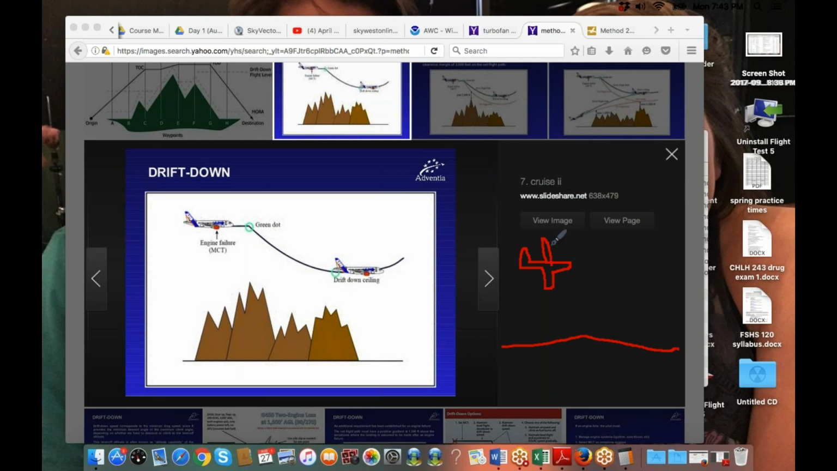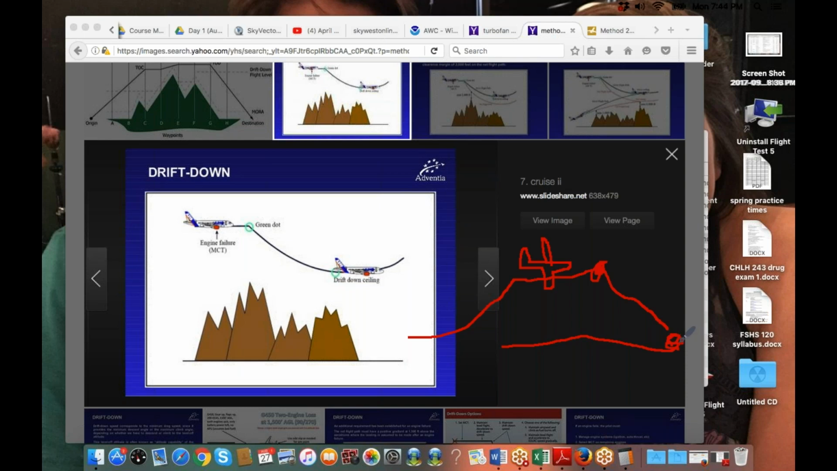Okay. So let's just say that you're in this plane and you have planned a method 1. That means you're able to get all the way up to cruise, and you're at cruise, and then you have engine failure. We'll just say our engine failure is here, but at any point along that route, you can drift down with one engine and clear all terrain by 1,000 feet, 5 miles on either side, all the way to your destination.